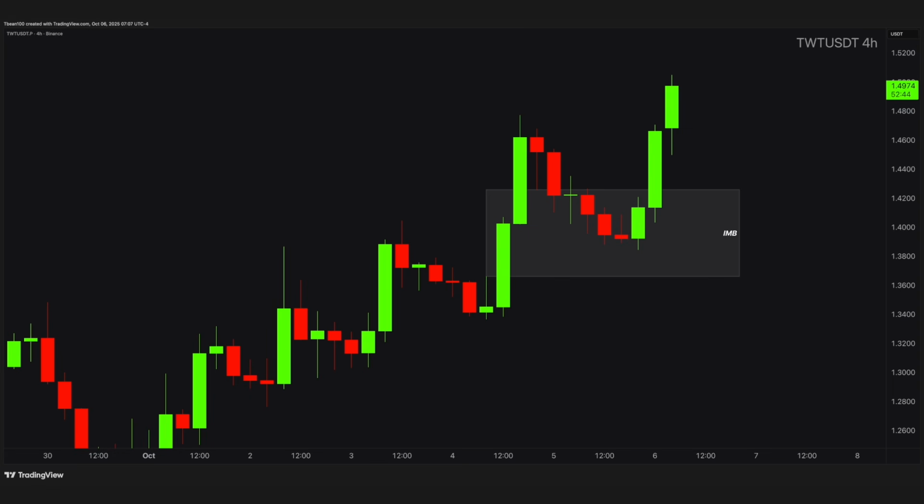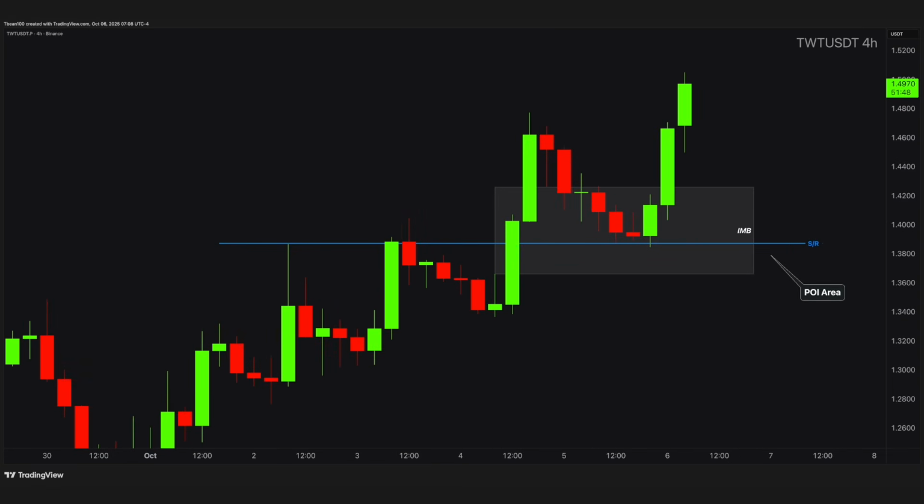Again, we have a clear POI area in the middle and a big crash into our entry zone. Then a swing failure pattern forms, followed by huge green candles breaking the structure by taking the highs. That's the moment sellers start to lose control fully and buyers take over. It is a clear sign of a strong buyer momentum.